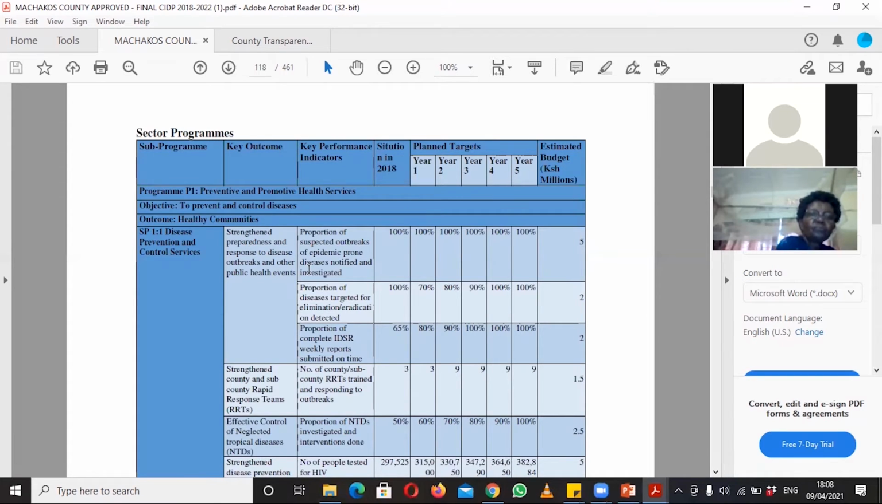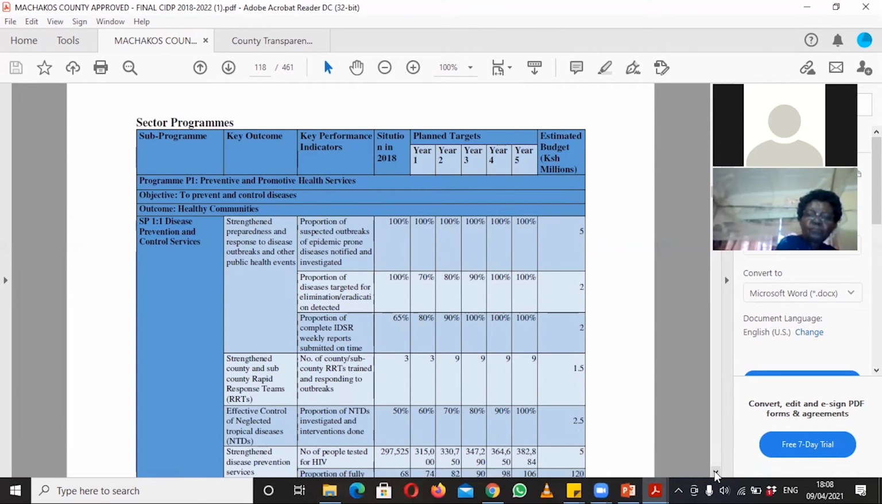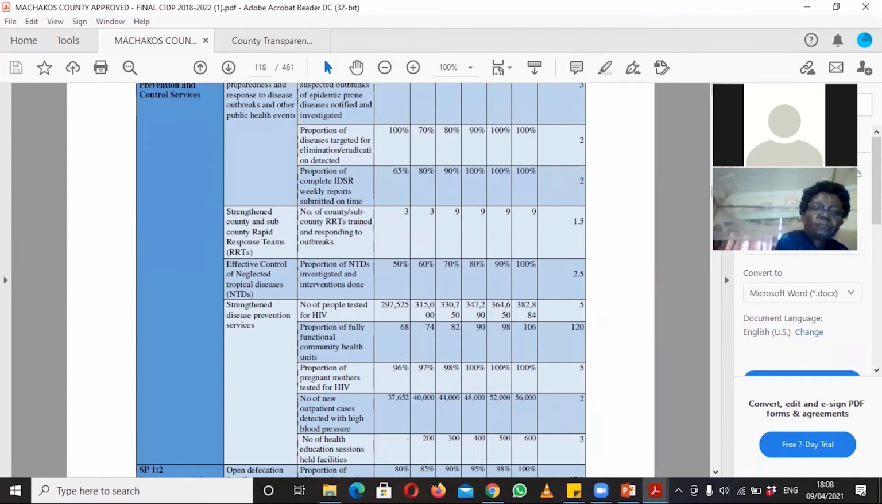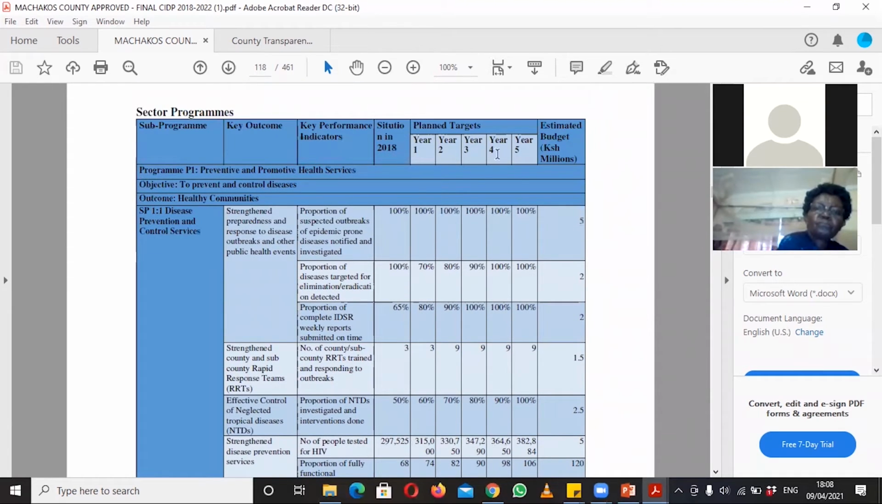So you can find that they have put different outcomes, indicators, the situation in 2018, and planned targets that they need to meet, and the estimated amount of money that they would like to use. There is strengthened disease prevention services, like the number of people tested for HIV. These are performance indicators. Then there is year 1, year 2, year 3, year 4, and year 5.